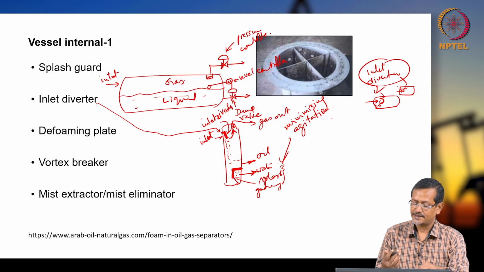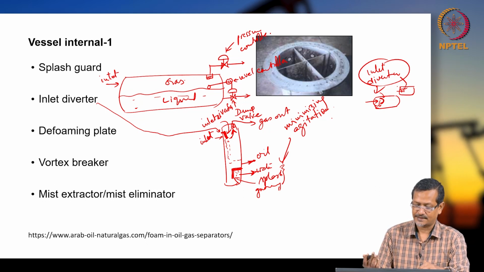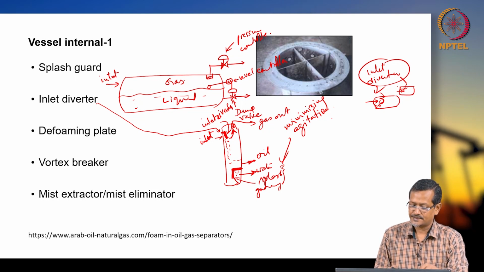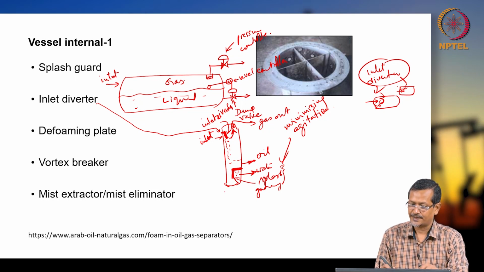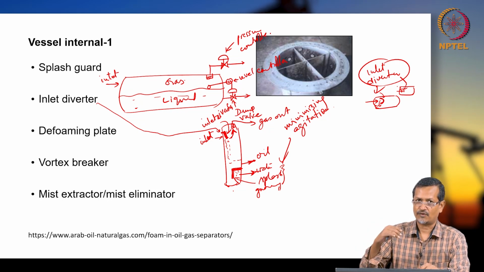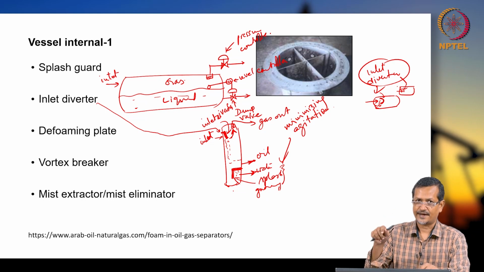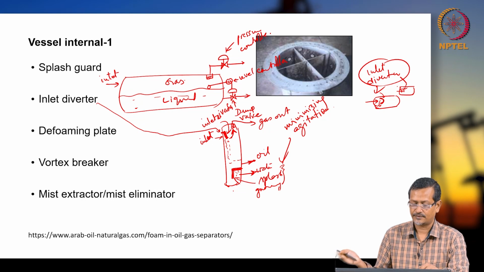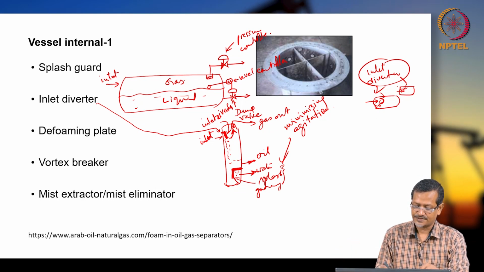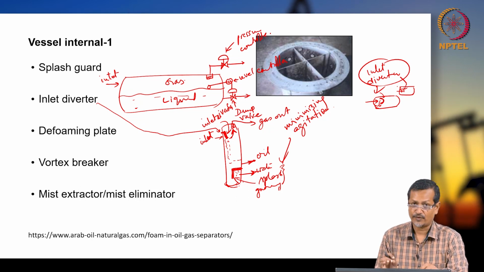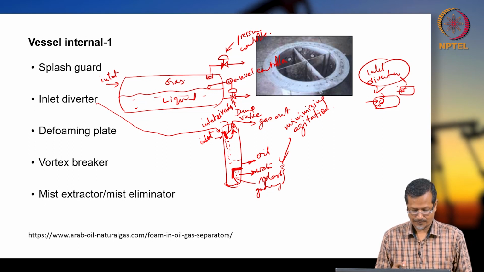In many cases there will be a downcomer in a vertical separator, I will discuss that later. In some separators there will be sand jet mechanical equipment. If sand is getting deposited at the bottom of the separator, you create a jet to remove the sand and push it out from the separator system. So there is a sand jet system. Sand removal system or sand jet and drain is used to remove solids which may accumulate at the bottom of a vessel.